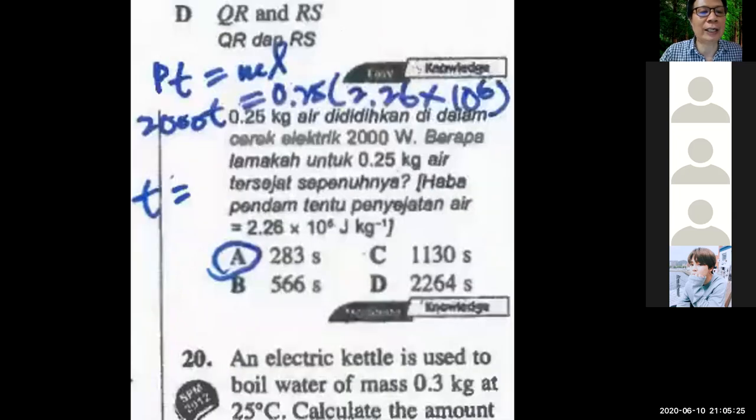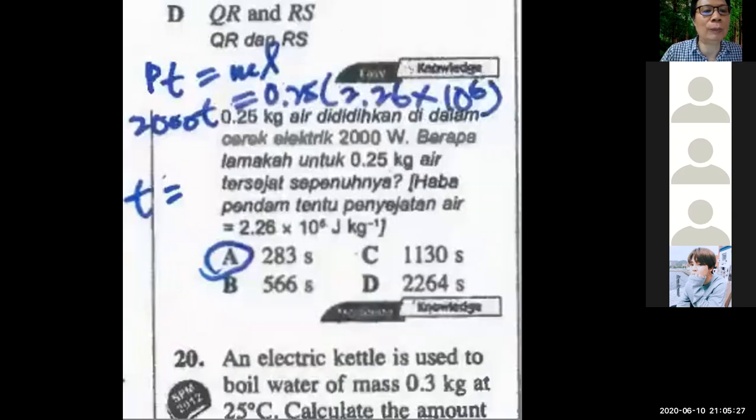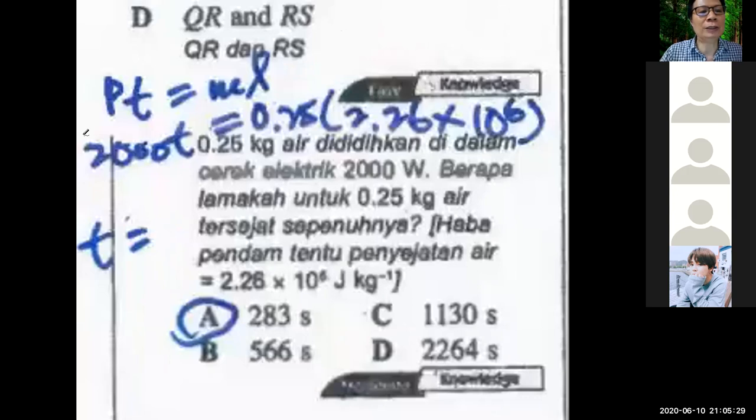They ask you to find the time. So power is 2000 watt, time you don't know, you are asked to find. Mass 0.25 kilo. Latent heat given in the question, 2.26 times 10 to the power of 6. So you find the t, and you get 283 seconds. Calculation is very important, make sure you know. Can you understand? Okay, number 20.